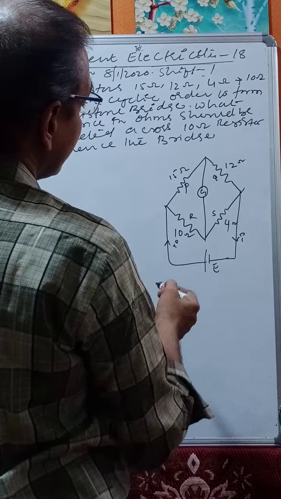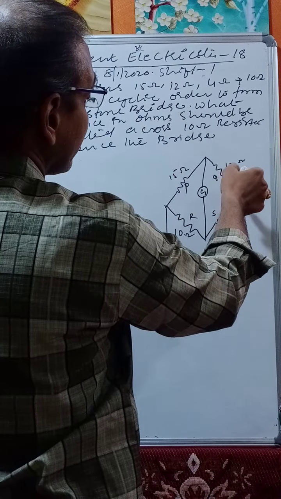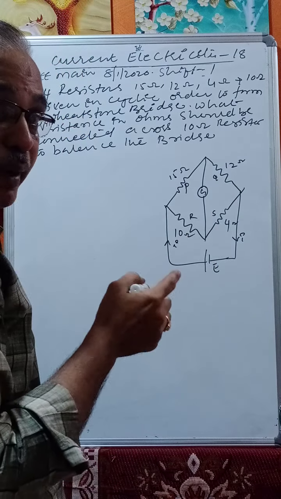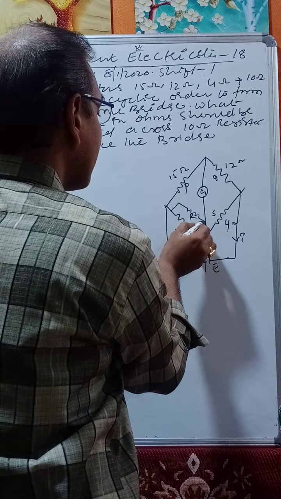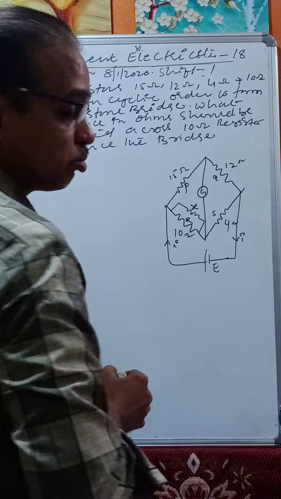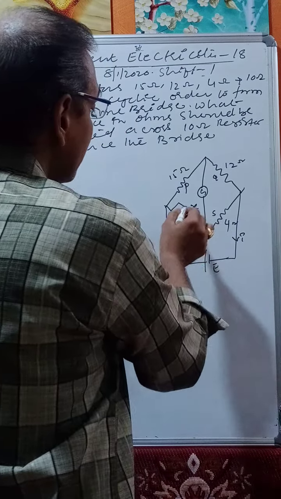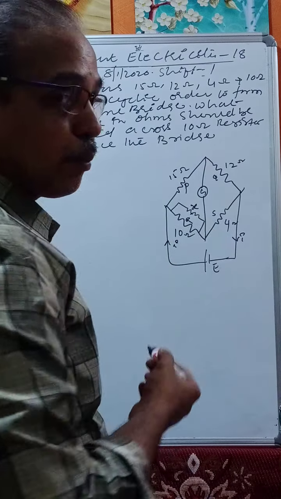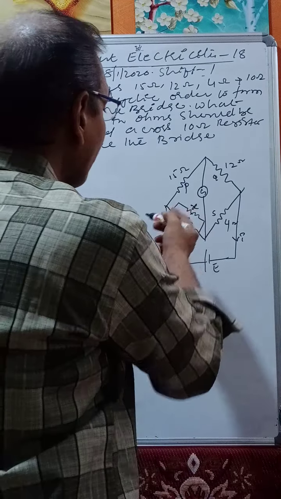15 by 10 is 3 by 2, and 12 by 4 is 3. So the bridge is not balanced. For balancing the bridge, a resistance, let that be X, should be connected across 10 ohms, in parallel with 10 ohms. Now the bridge is balanced. For this, what is the value of X?